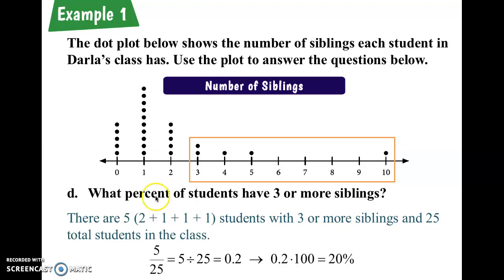So we need to think about that in terms of a percent. So 5 out of 25, we would divide this. 5 divided by 25 gives us the decimal 2/10. And remember, to convert a decimal into a percent, we move the decimal twice. 1, 2. We would fill in with a magic 0 here, giving us 20%. 20% of the students have 3 or more siblings.